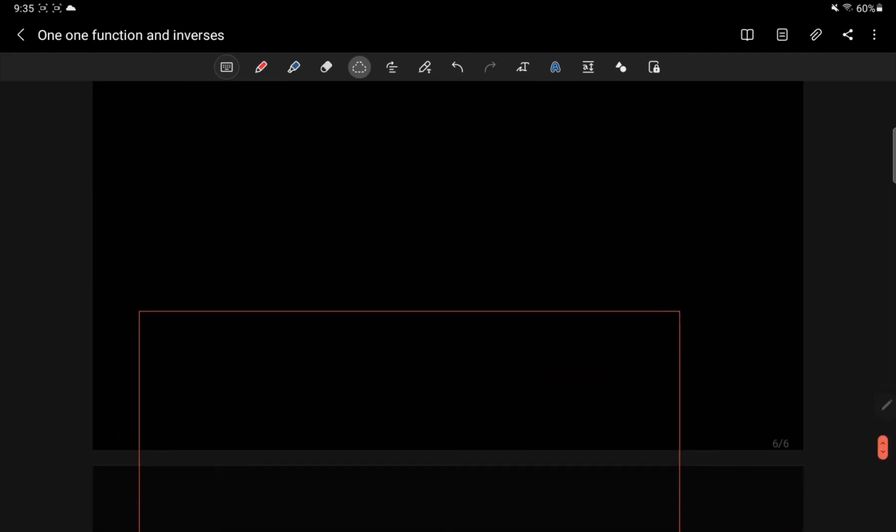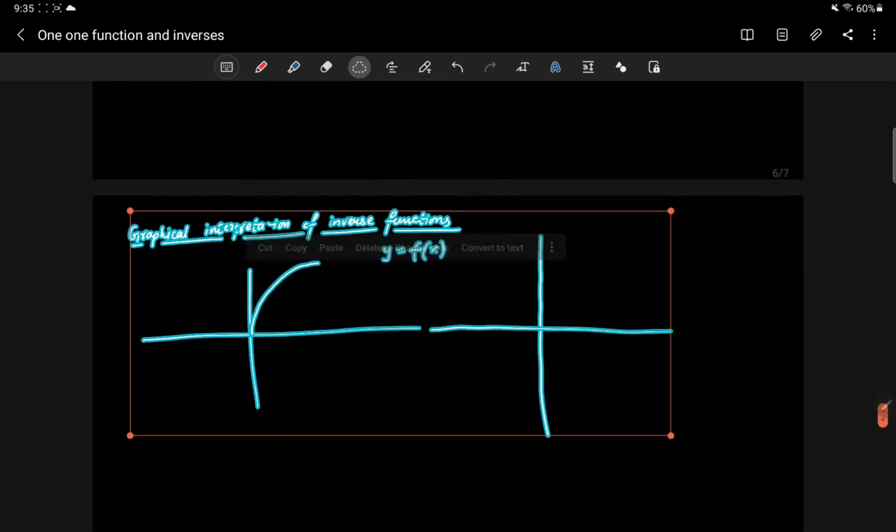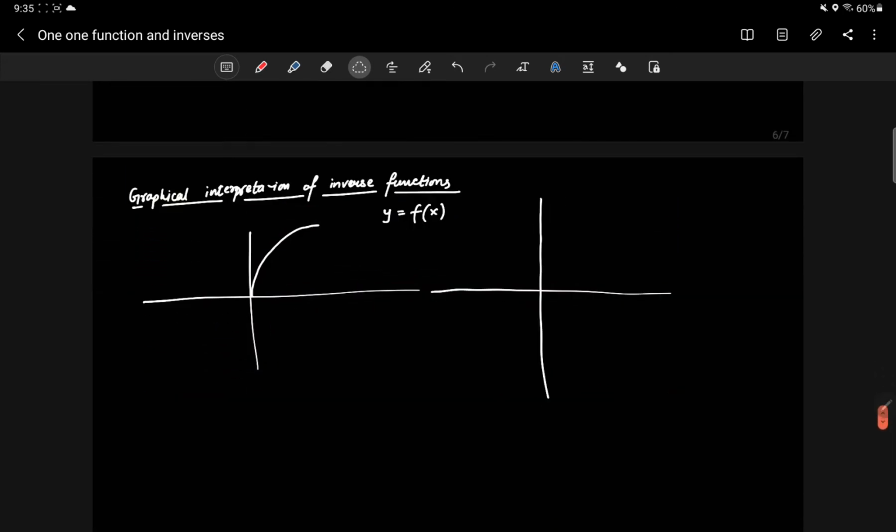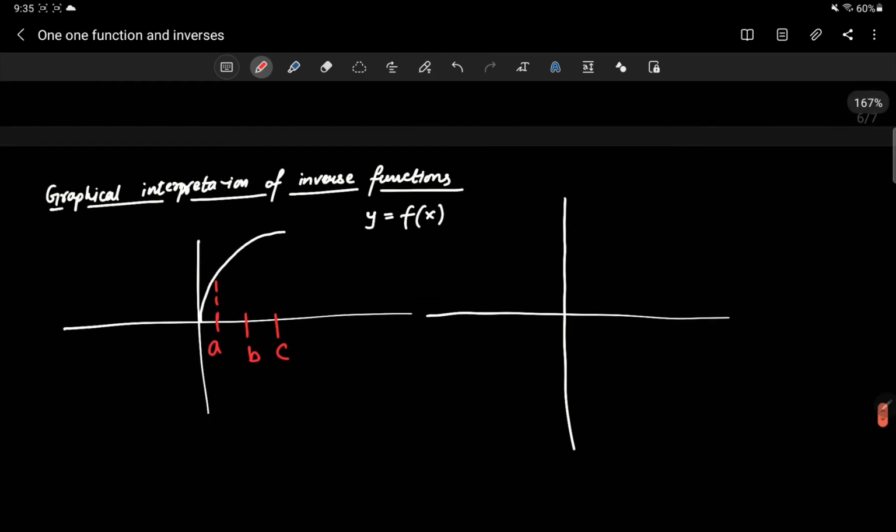Put it down here. Now we can come back to this. Okay. Now let's say this is the graph of a function y equals f of x. So this means, let's say I have an input a, b, c. Now at a, that's my output, f(a). At b, that's my output, f(b). And at c, that's my output, f(c).